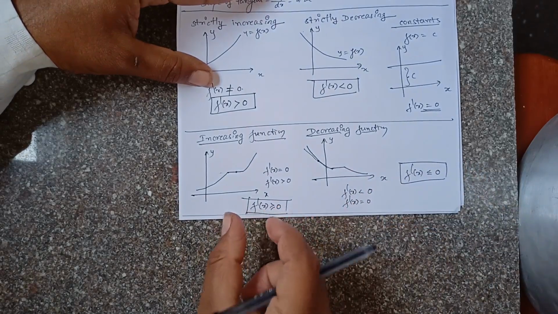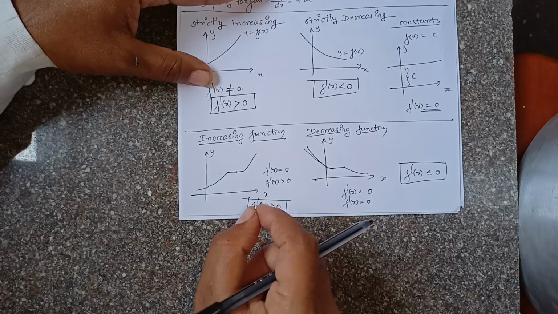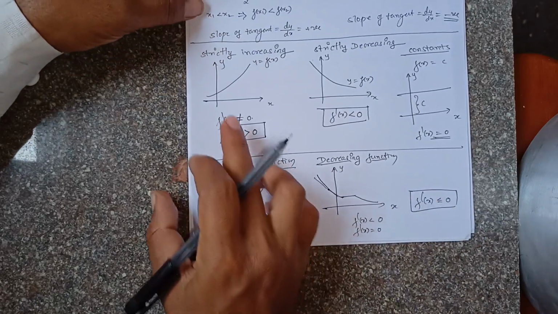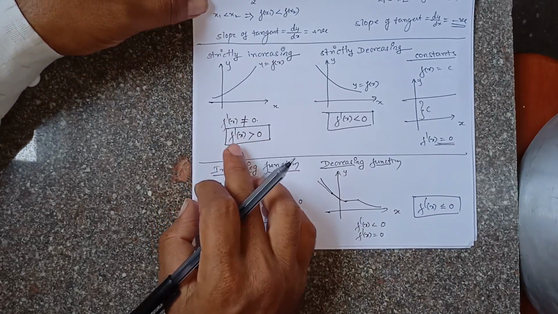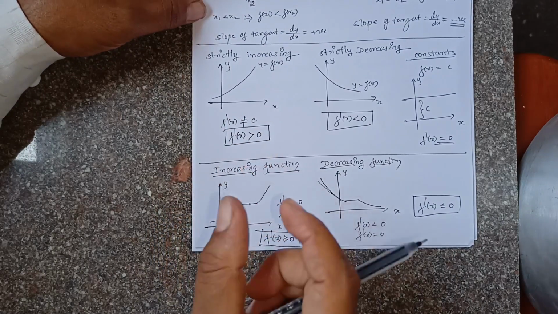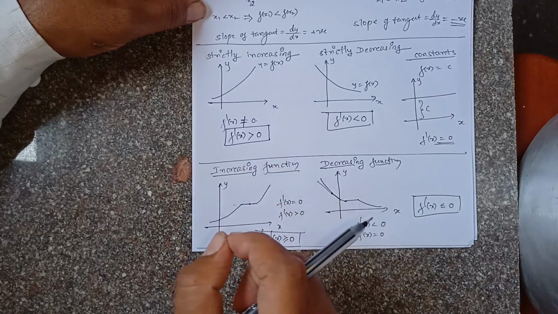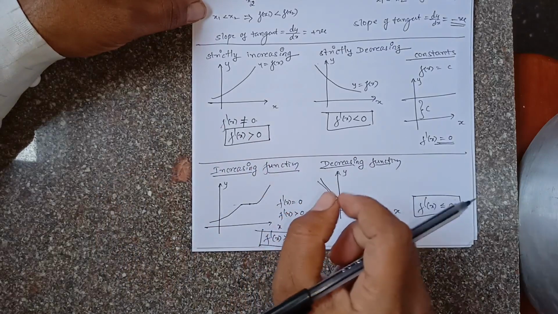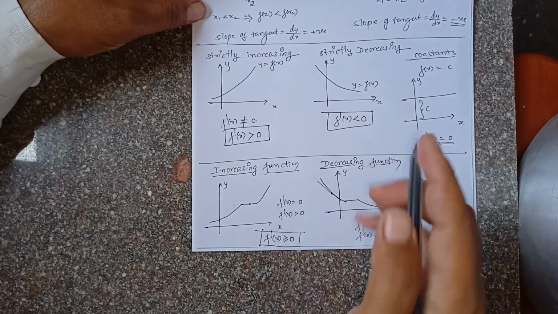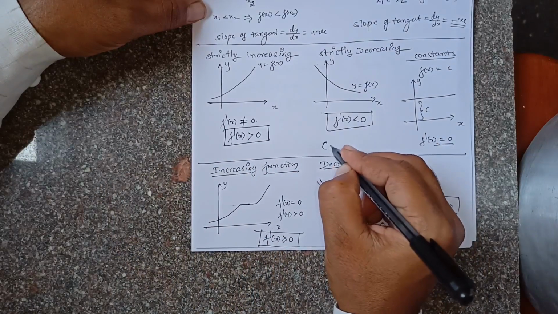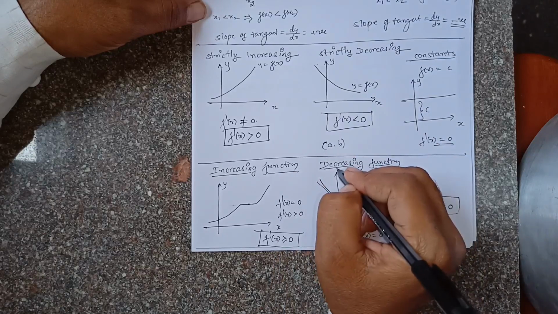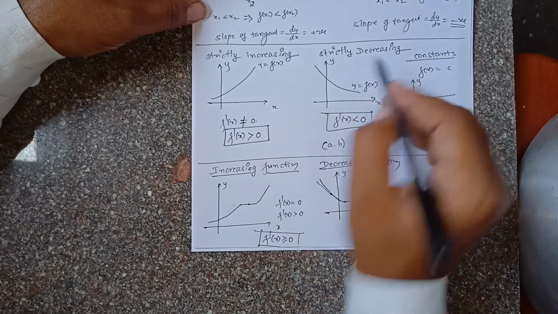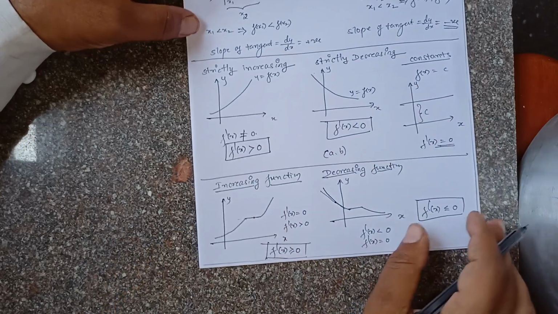If f dash of x is greater than or equal to 0, we say that the function is an increasing function in that considered domain. And what about the strictly increasing function? If f dash of x is greater than 0 in the defined domain, we say the function is strictly increasing. In the same way, strictly decreasing also, in any defined interval like a comma b. In that interval a comma b, if f dash of x is always less than 0, we say the given function is a strictly decreasing function.